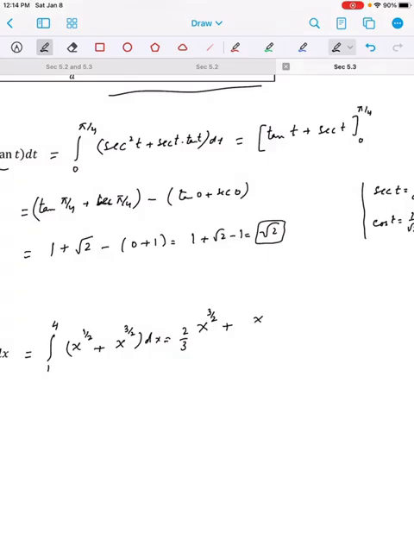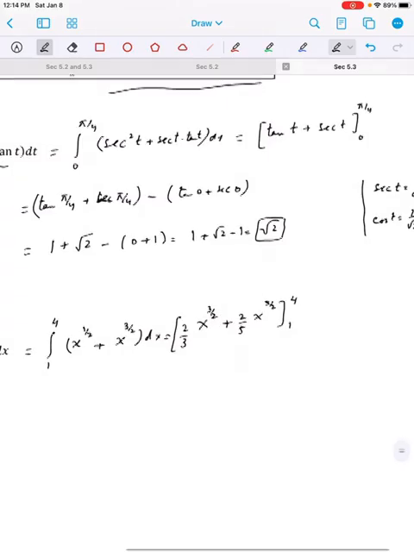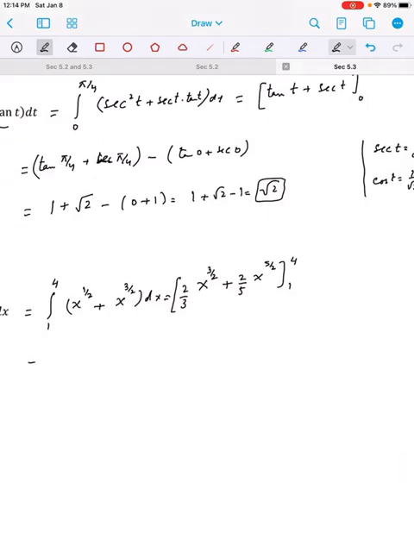The limits are 1 to 4. Now we plug in the limits, and we have 2 over 3 times 4 raised to 3/2 plus 2 over 5 times 4 raised to 5/2, and I'll keep it in parentheses, minus, now I do the same thing with the other one: 2/3 times 1 raised to 3/2 plus 2/5 times 1 raised to 5/2. 1 raised to any power is just 1, so that one is simple.